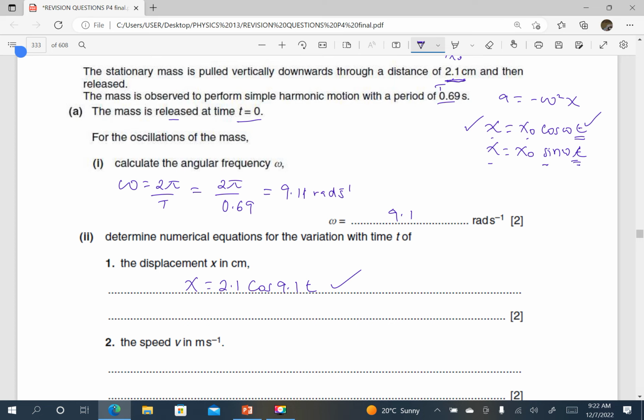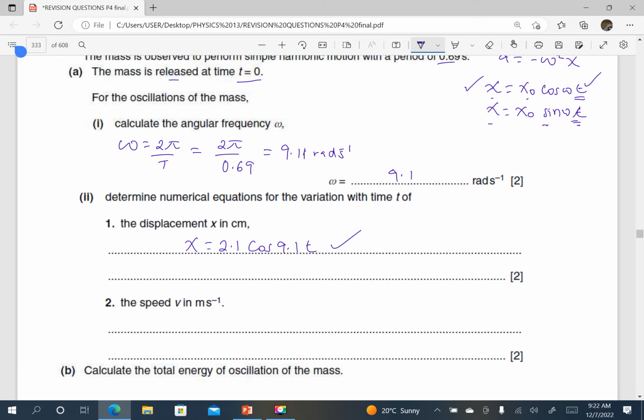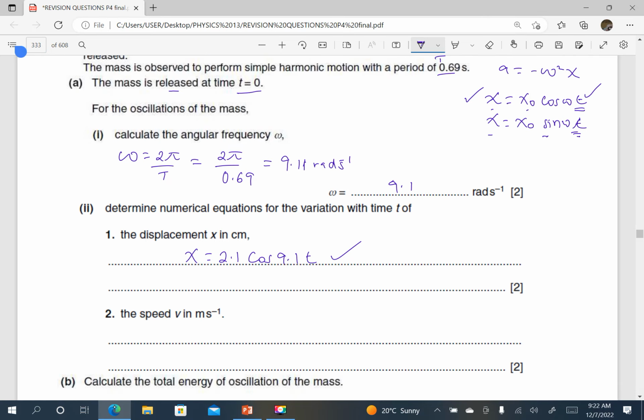X is equal to 2.1 cos 9.1t. Then the speed v in meters per second. If you're a mathematician, you can differentiate this equation. Since we have that x equals x naught cos omega t, we differentiate this, and we shall get the speed v, which is going to be equal to v naught, of course times omega, v naught sine omega t.